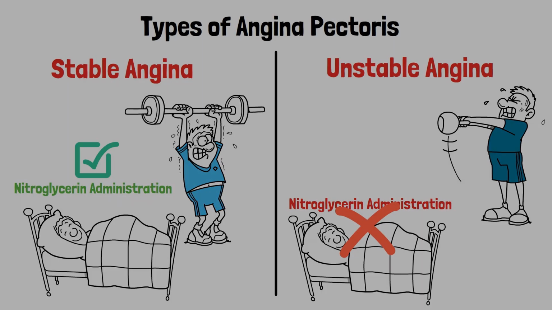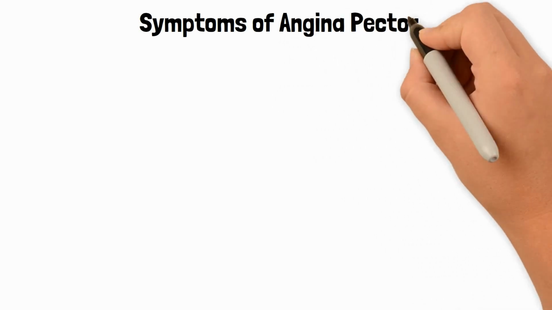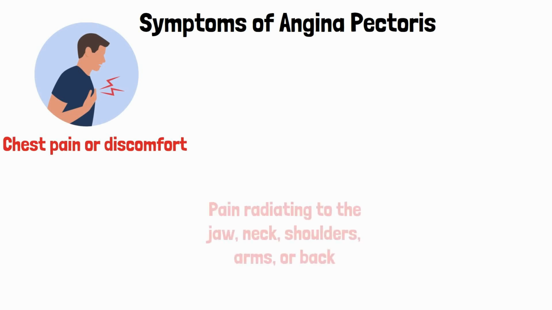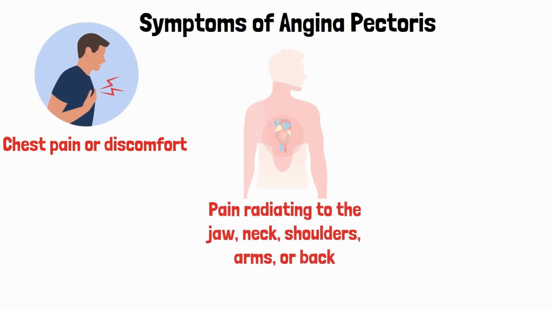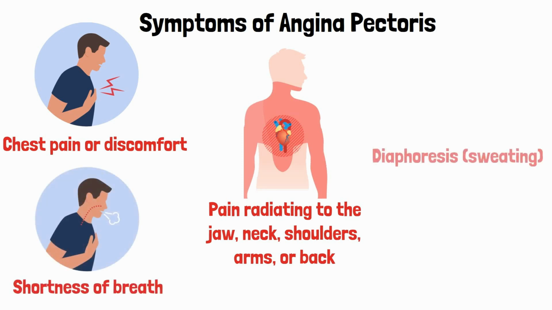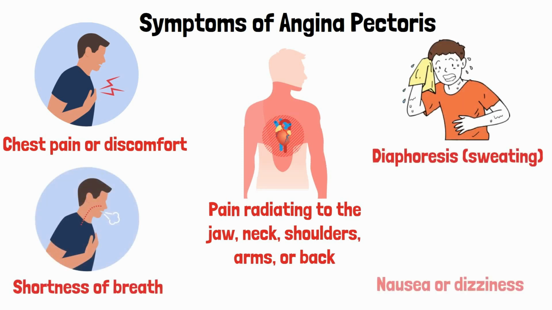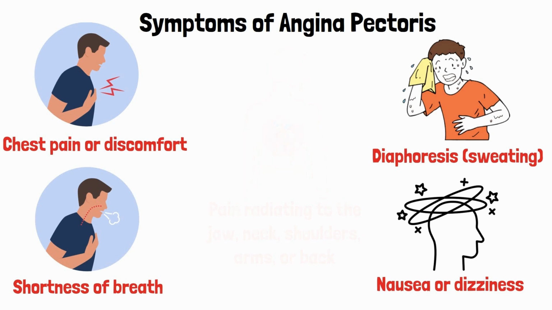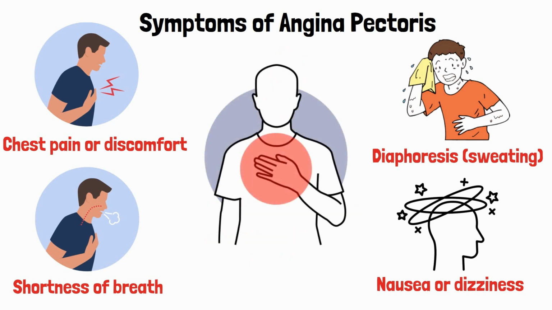Patients with angina pectoris often present with chest pain or discomfort, described as pressure, tightness, squeezing, or something else, pain radiating to the jaw, neck, shoulders, arms, or back, shortness of breath, diaphoresis, also called sweating, nausea, or dizziness. In addition, they can present with other symptoms as well. A key diagnostic feature of angina pectoris is pain that starts with activity or stress.